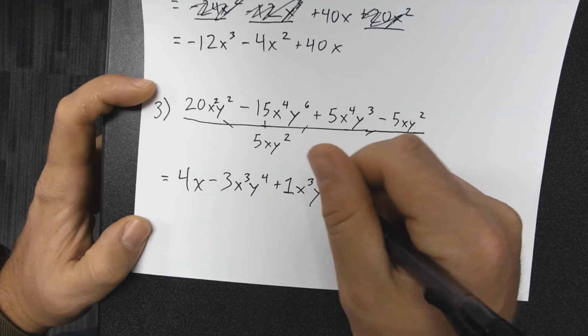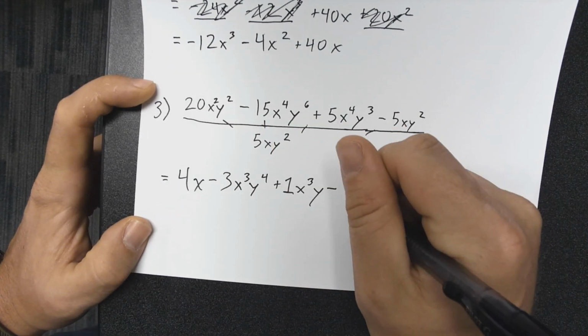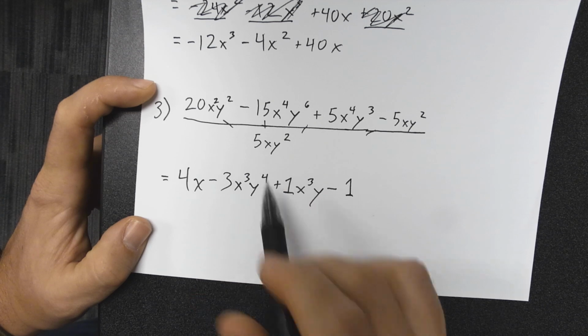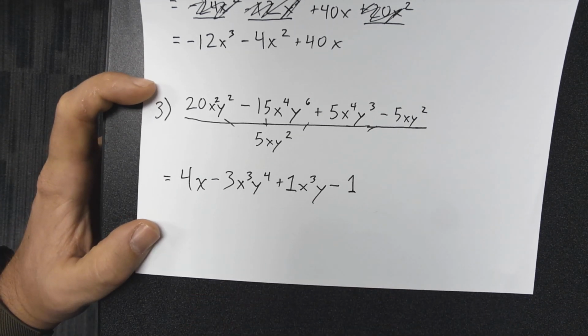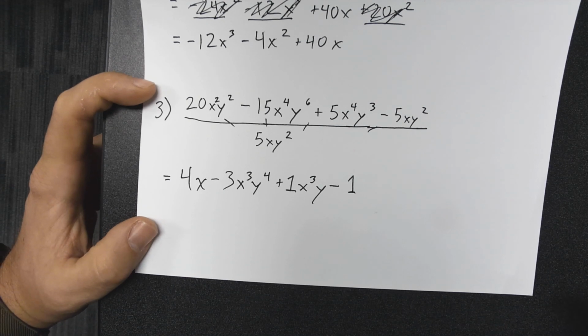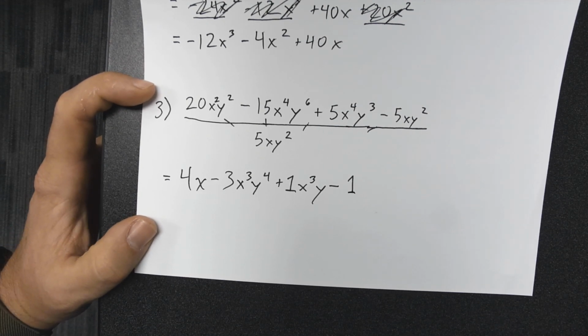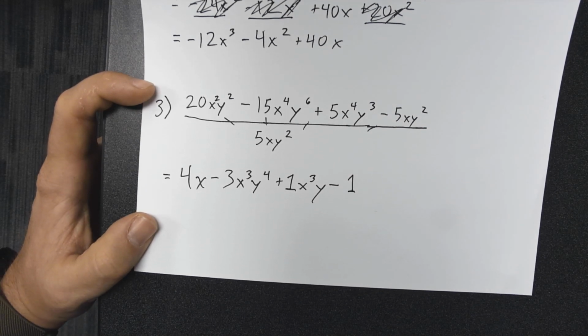And then minus 5 divided by 5 is 1. X divided by x cancels out. Y squared divided by y squared cancels out. And there's our answer. All done. So remember, division, you just divide the coefficients, and then as for the exponents, remember when you divide exponents of the same base, all you got to do is subtract the powers.